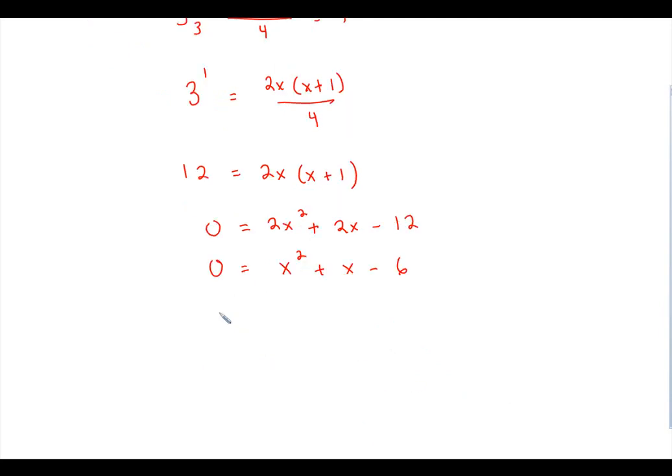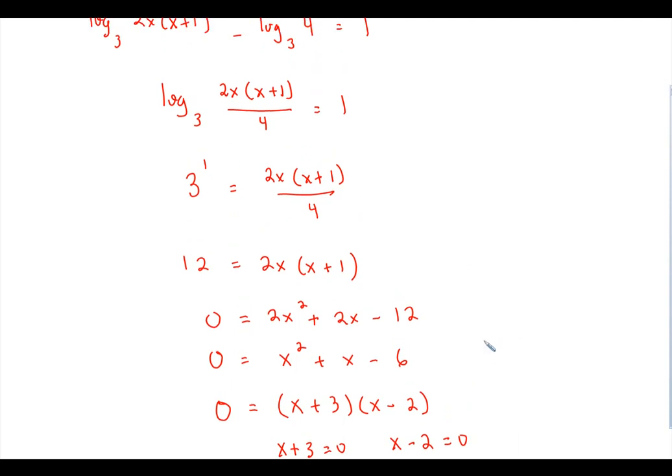Looks like it's going to be a quadratic, so we're going to factor this. This would be x plus 3, x minus 2. So we know that x plus 3 is equal to 0, and x minus 2 is equal to 0. So x is going to equal negative 3, and x is going to equal 2. All right. Now, whenever you're solving logarithm problems, it's very important to double check that your solutions are valid. So we have x equals negative 3 and x equals 2.